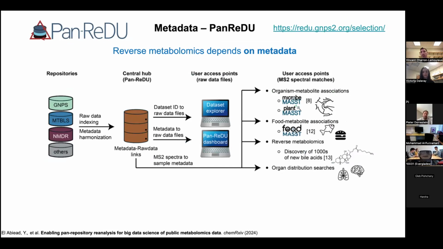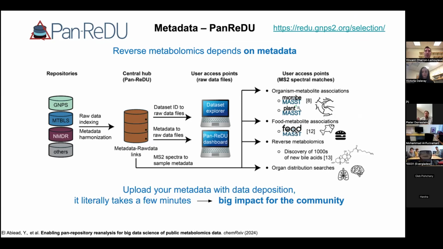And reverse metabolomics heavily depends on metadata. So we conduct a metadata-driven analysis, and now it's possible to search against all three main metabolomics repositories: GNPS/MassIVE, MetaboLights, and Metabolomics Workbench. All this data has been harmonized and indexed, and if you're interested in knowing more, you can see the preprint that is available on ChemRxiv.